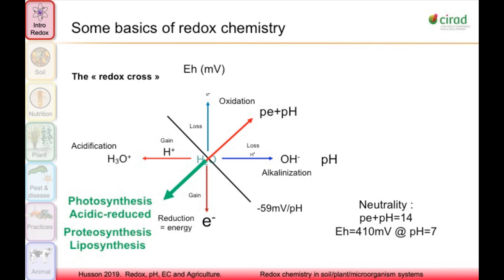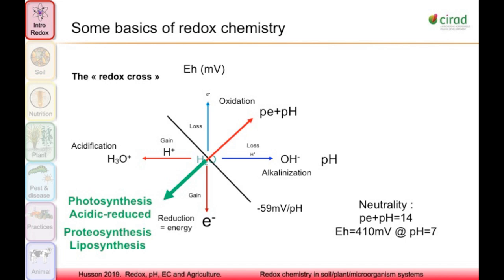In fact, all you need to know more than this is that naturally, water losing electrons is making oxygen plus protons. So we move naturally on this kind of slope because life is in water. Globally, what will be important is the distance from this slope. The mean slope is 59 millivolts per pH unit, and we can calculate this. It's pE plus pH, the distance from this slope. That's about all you need to know to understand all that I'm going to say now.